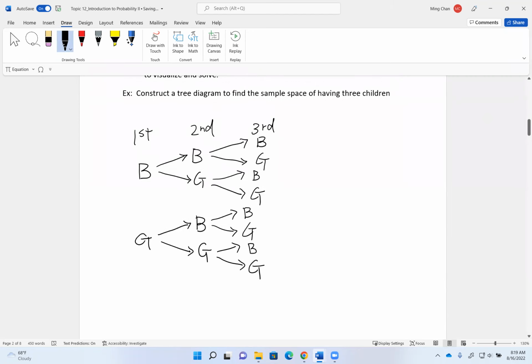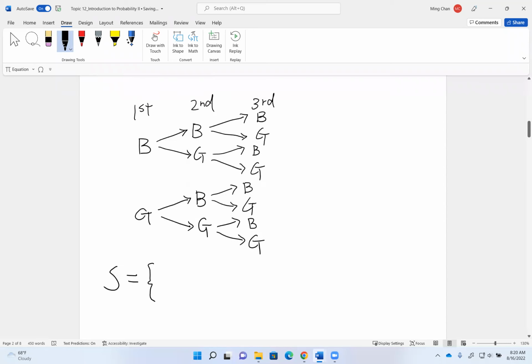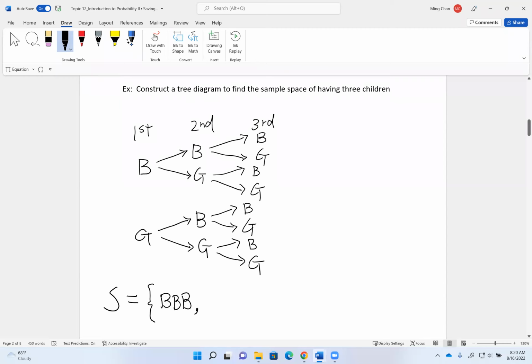So your sample space of having 3 children, use a capital letter S, and we'll put our answer inside the set notation. That can be boy, boy, boy. Another way is boy, boy, girl. Or boy, girl, boy. Boy, girl, girl. Girl, boy, boy. Girl, boy, girl. Girl, girl, boy.